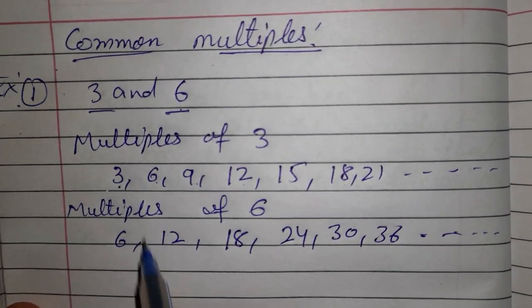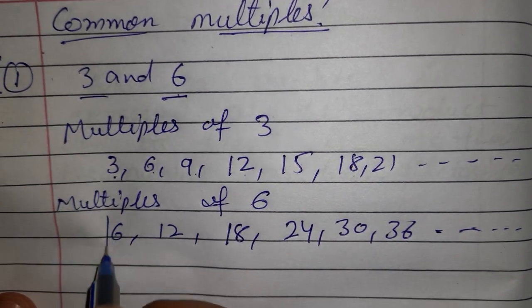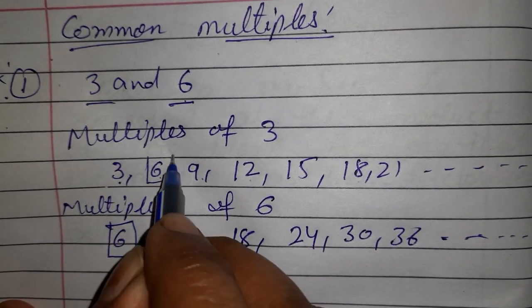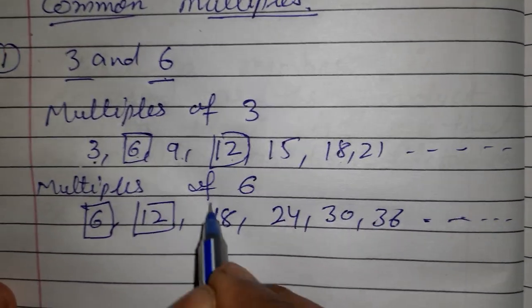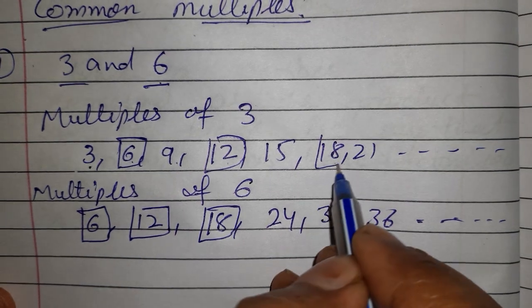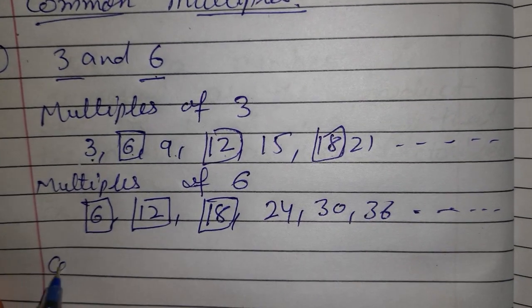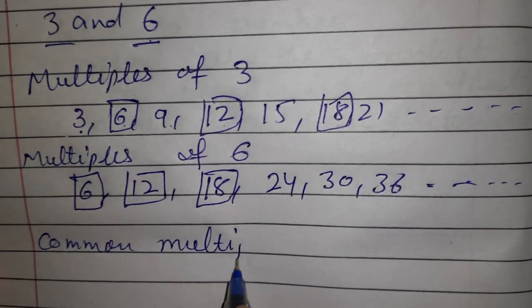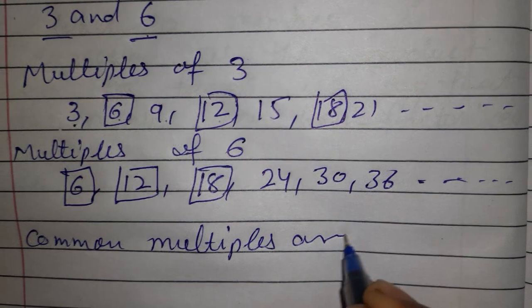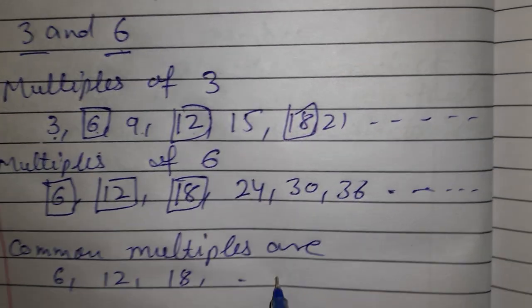Okay, now find which multiple is common. First, which one is common? That is 6, here 6. Then second, 12. Then third, 18. So this way you can find infinite common multiples also. So common multiples are, see, 6, 12, 18 and so on.